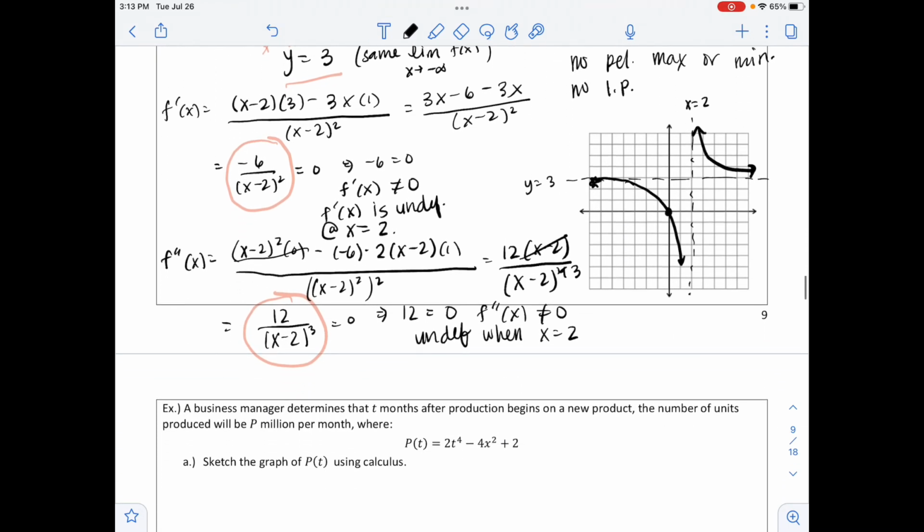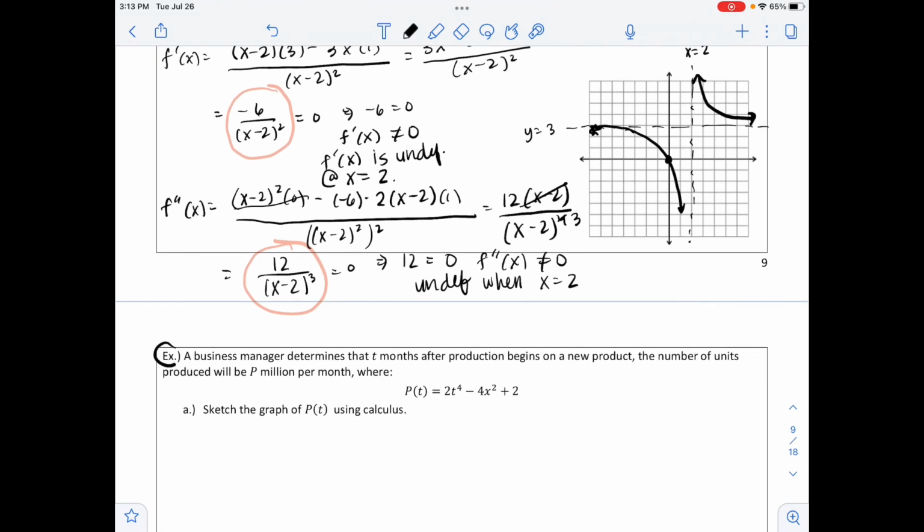So we have one more example right below that I'm going to go ahead and circle, and we're going to look at this one together in class.